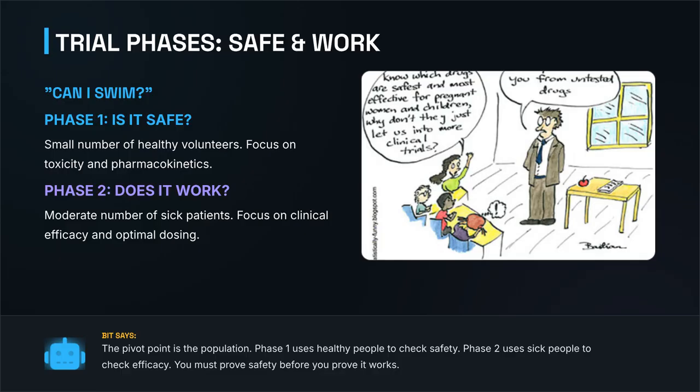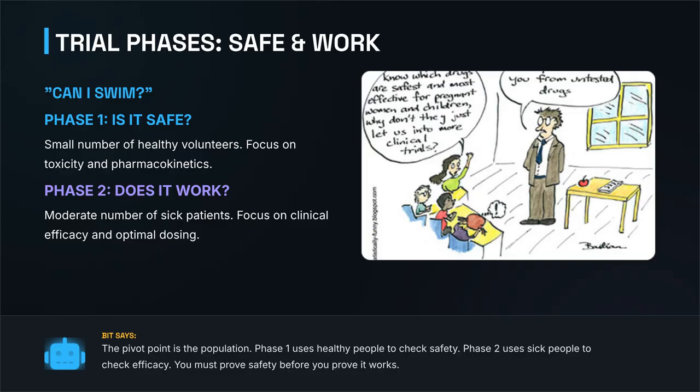The mnemonic is "Can I swim?" Phase 1 asks, "Is it safe?" It uses a small number of healthy volunteers and focuses on toxicity and pharmacokinetics. Phase 2 asks, "Does it work?" It uses a moderate number of sick patients and focuses on clinical efficacy and optimal dosing.